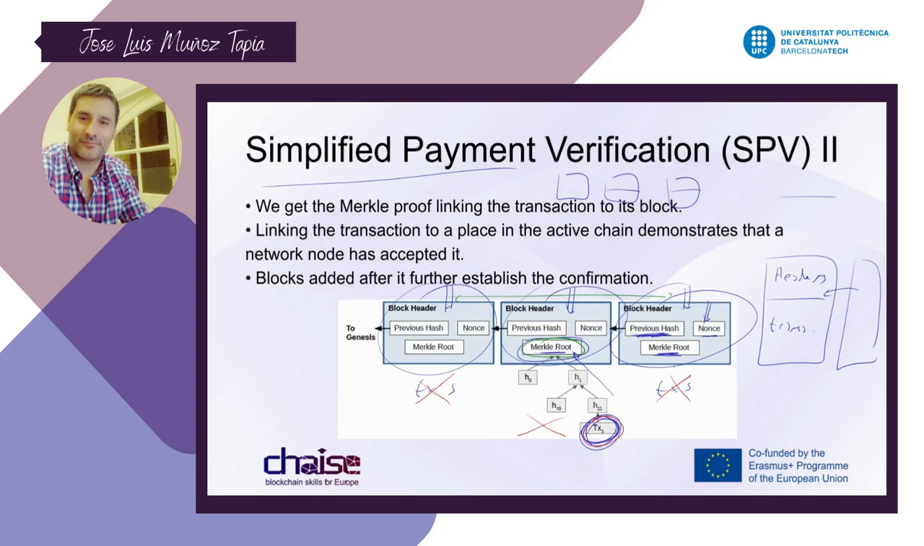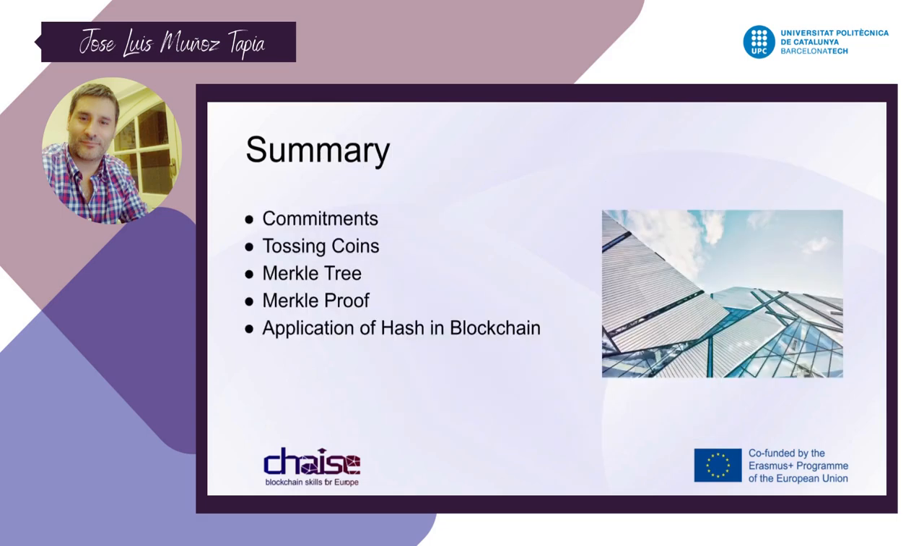So, this is also another use of hash functions in blockchain systems. And with this, we come to the end of this lesson in which we have seen different uses of hash functions. We have seen commitments, and we have applied this to tossing coins, but as I said, we are going to apply this also to smart contracts in some of the practices. We also saw the Merkle tree structure, and we saw that we can give a proof that something is in the Merkle tree, just the siblings, until we go to the root and then the root sign, and then I can check that something is inside the Merkle tree.